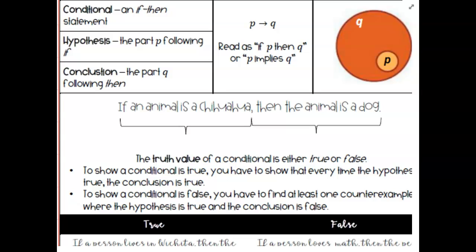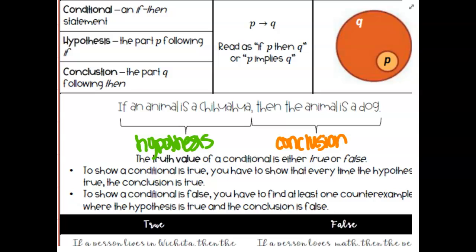So the two parts of this statement, we have the if, an animal is a chihuahua, okay? So that first part, the animal is a chihuahua, that's the hypothesis. The hypothesis. An animal is a chihuahua, okay? Then, what I can conclude from that, the animal is a dog. That second part is going to be the conclusion.